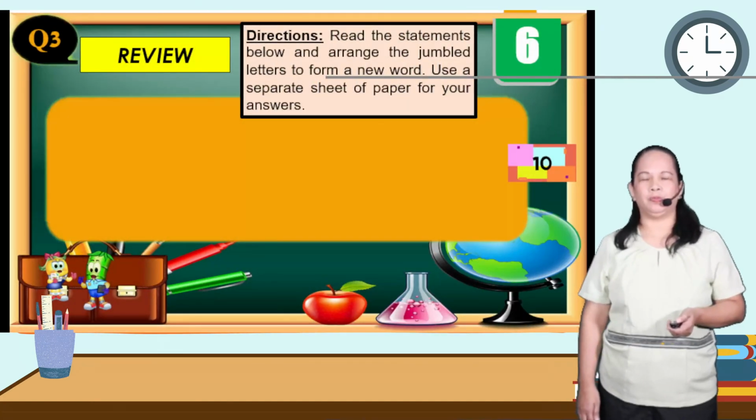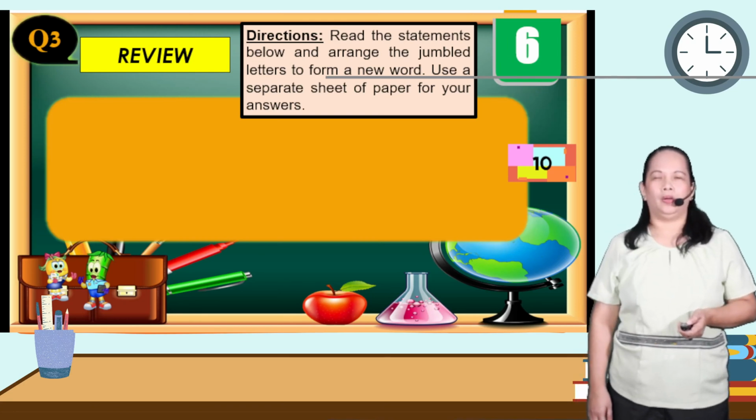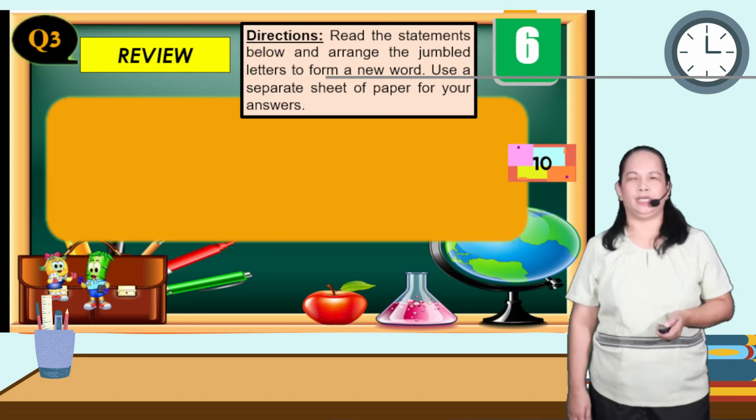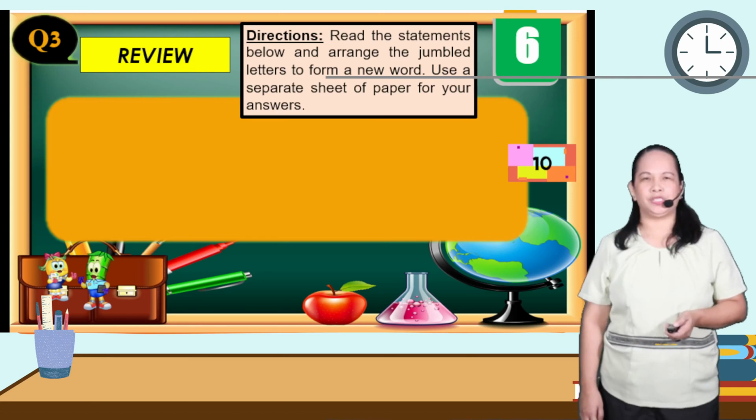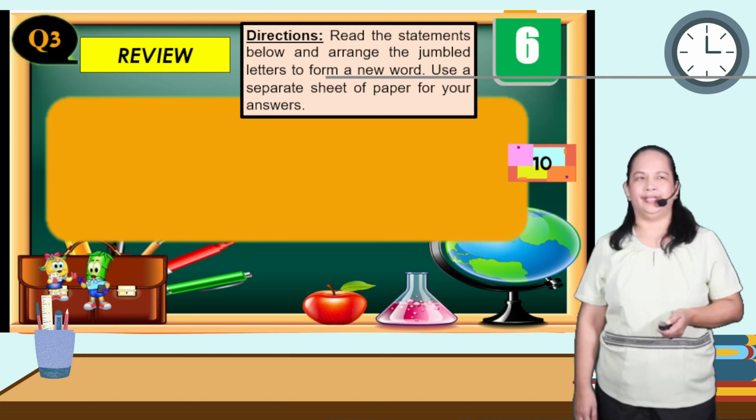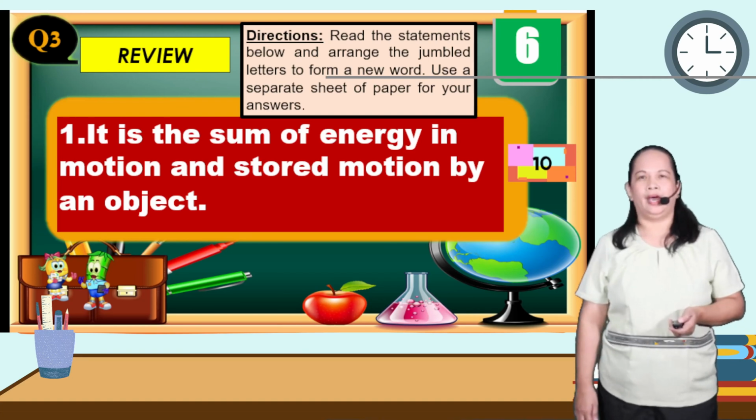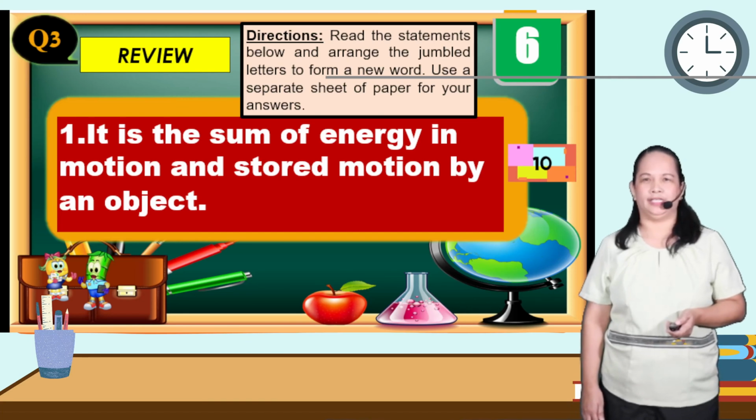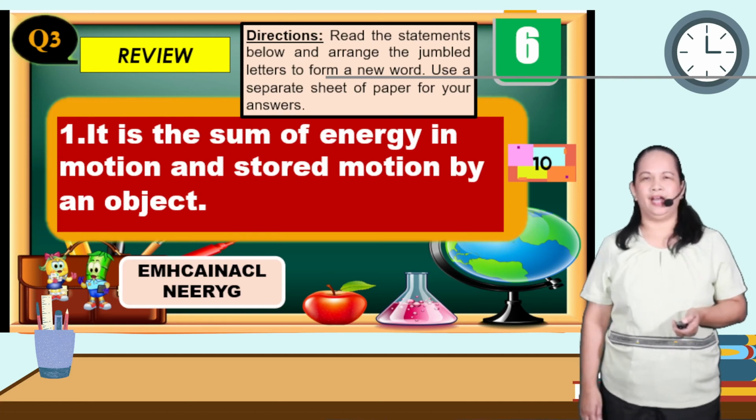Okay, so let us recall on the different forms of energy. So I have here some jumbled letters. You're going to arrange them to form a new word. I will give you 10 seconds to answer. Question number 1. It is the sum of energy in motion and stored motion by an object. What is this? Here are the jumbled letters. Timer starts now.